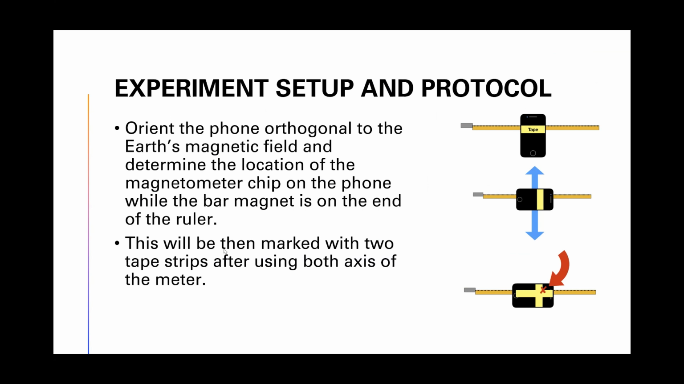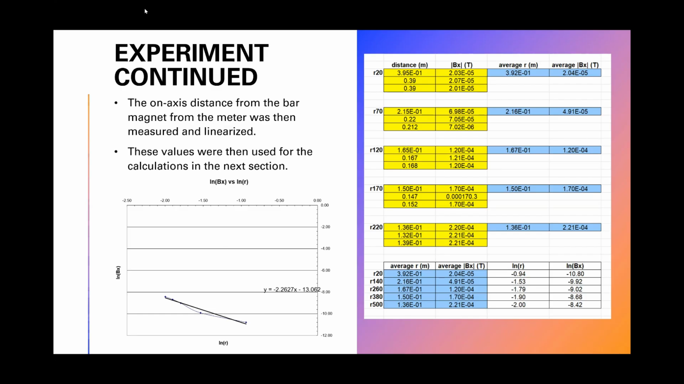For our experiment setup, we have a phone with a magnetometer app set up. We'll orient the phone orthogonal to the Earth's magnetic field and determine the location of the magnetometer chip on the phone while the bar magnet is on the end of the ruler. This is done with tape, as you can see in the diagram on the right, marked with two strips, after using both axes, y and x, on the meter to determine this. The on-axis distance from the bar magnet to the meter was then measured and linearized, and these values were used for calculations coming in the following section.